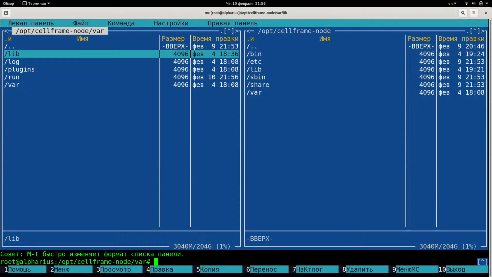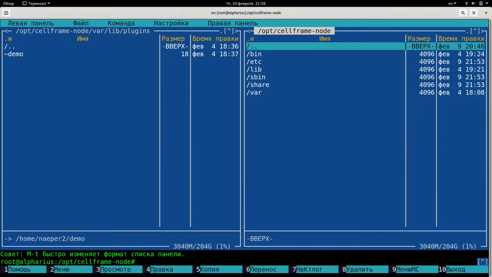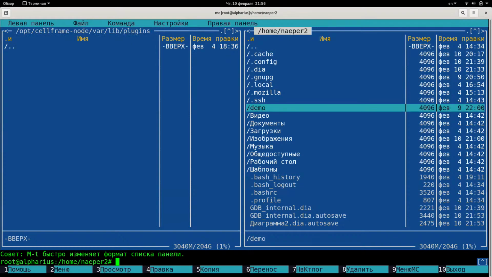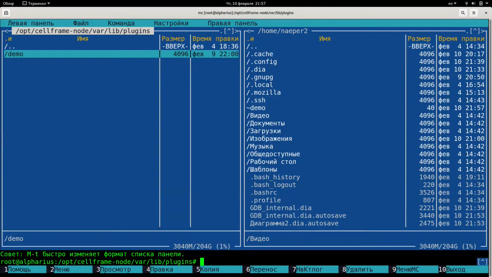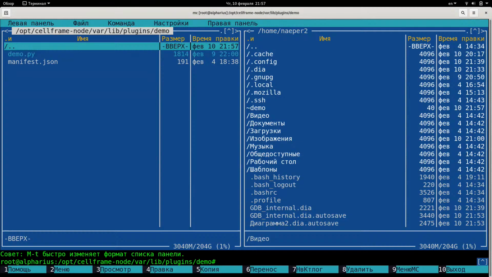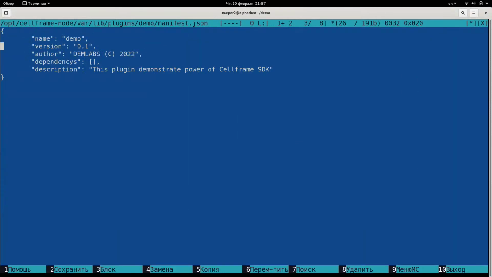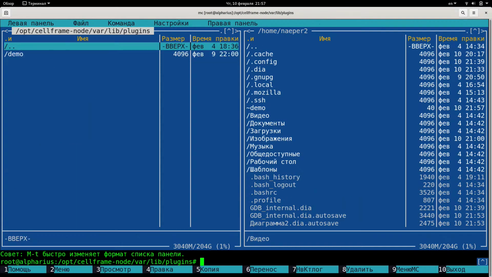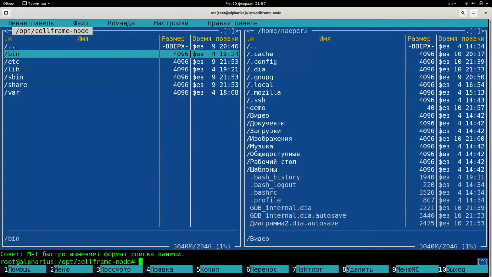Our plugin, plugins. Maybe because it's Symlink. I don't know. Maybe we should do this, and here should be the original part of this. I don't know. Demo, no dependencies. Everything looks good. Okay, I believe it should just work.